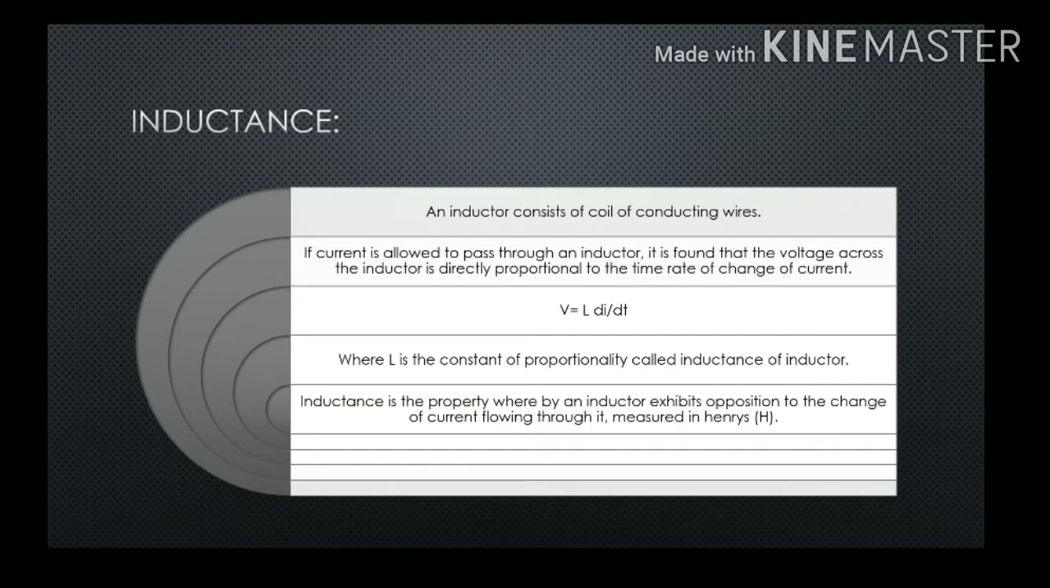If current is allowed to pass through an inductor, it is found that the voltage across the inductor is directly proportional to the time rate of change of current. V is equal to L into di by dt. Note this expression so that you can understand it well when I am explaining coupled circuits. Here L is the constant of proportionality called the inductance of the inductor, and inductance is the property whereby an inductor exhibits opposition to the change of current flowing through it. Inductance is measured in units called Henry.